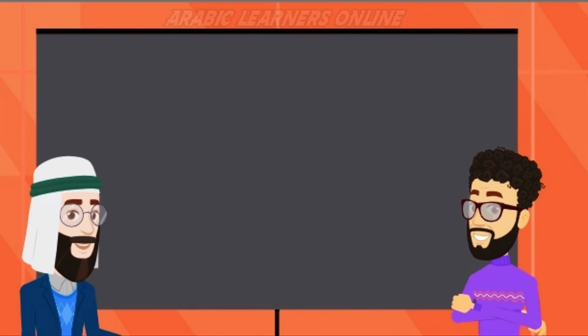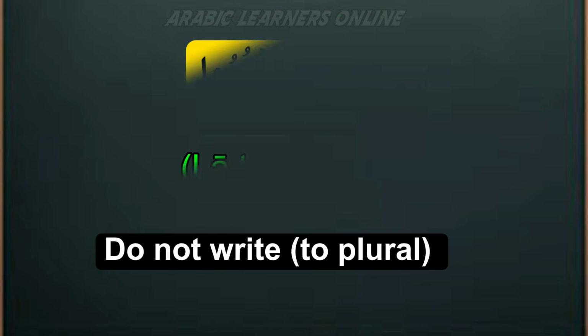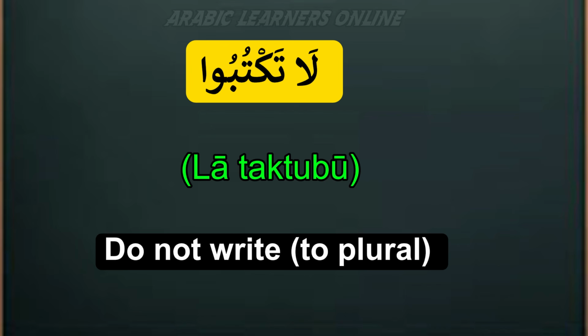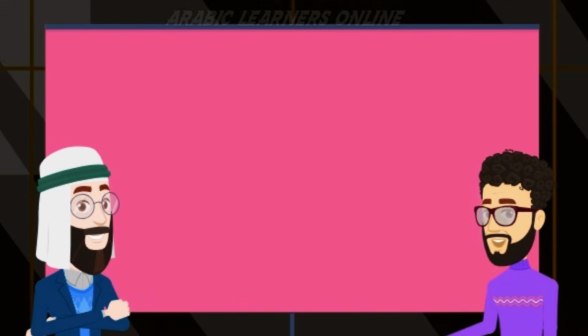Notice the difference. Tektub with sukun versus tektubu with dhamma. To a female, la tektubi. To plural, la tektubu. So command negation uses la, but with a different verb ending. Yes, and that is a very common mistake. Now let us look at mistake number 9.